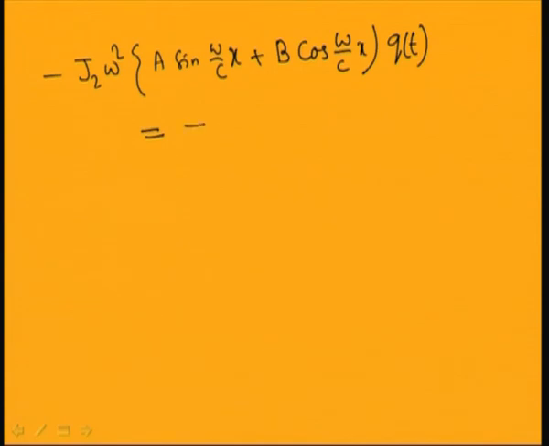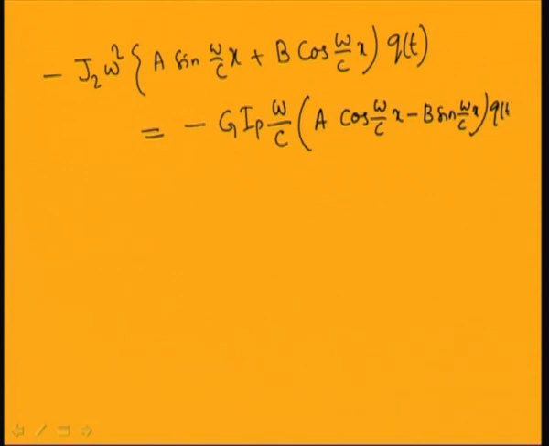This will be equal to minus, just note that here you have a minus sign, minus G Ip del theta by del x. For del theta by del x, when we are differentiating with respect to x, you can take the omega by C term out. Then it becomes A cos(omega/C x) minus B sin(omega/C x) into, similarly, the q(t) term will be there. This q(t) term you can cancel. Now you can substitute x equal to L.